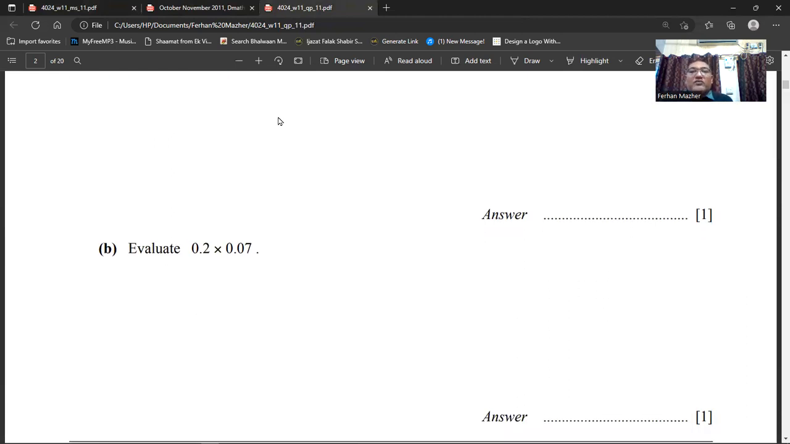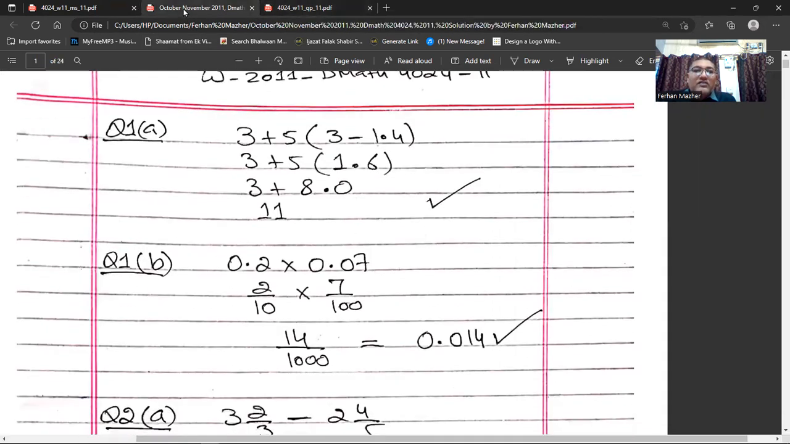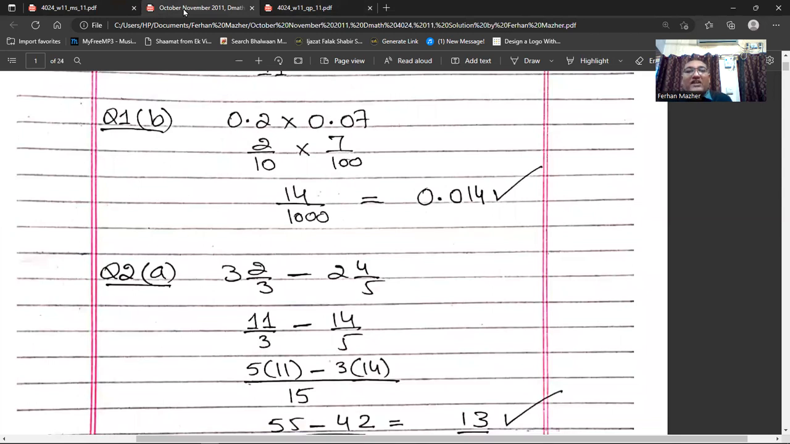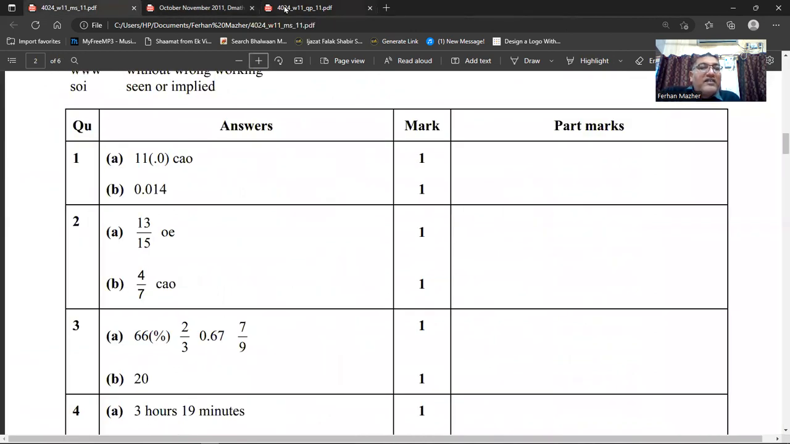He says 0.2 multiplies 0.07. So the trick with which I will work is I will convert this decimal fraction into the normal fraction. So 2 by 10 multiplies 7 by 100. So I have converted the decimal fraction into fraction. The numerator will multiply with the numerator, and the denominator will multiply with the denominator. So you get 14 by 1000. Then I will move the decimal 3 steps to the left. So my answer will be 0.014. 0.014 is the right answer, sir.